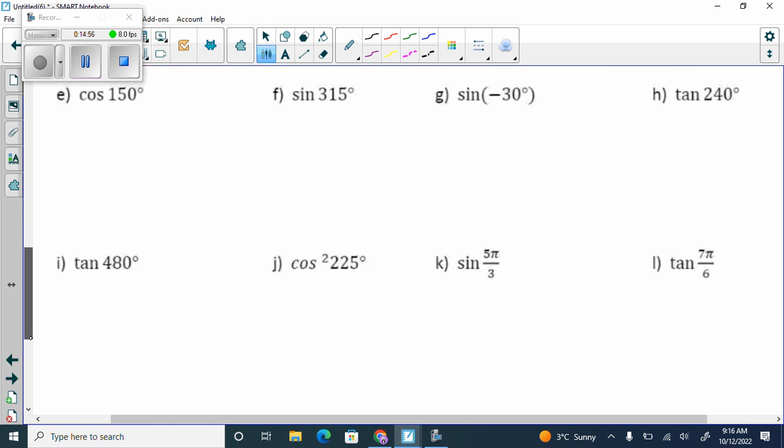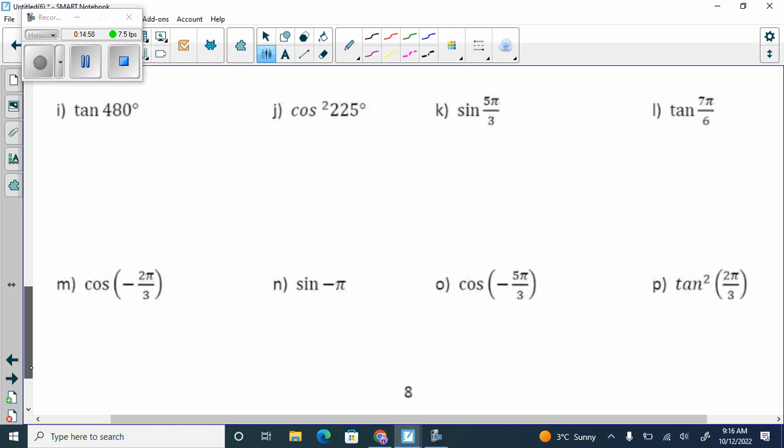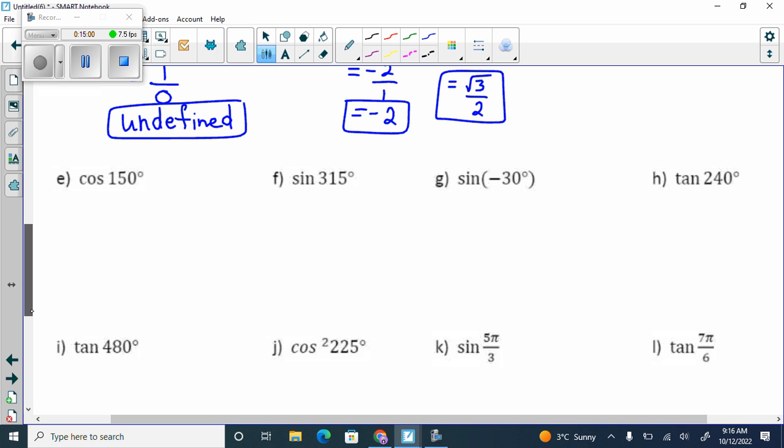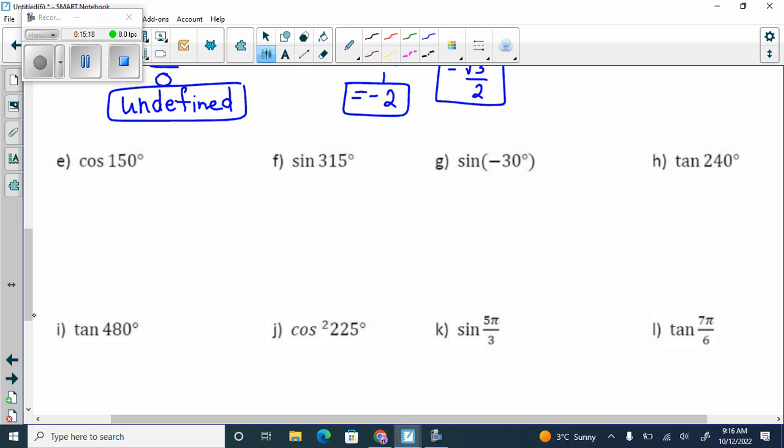Look at all these. Aren't they pretty? You're going to do them all. But one thing, cos 225 degrees with this squared in it. The reason why they write it that way is because if they said cos 225 and put the squared at the back, the 225 would be squared. I don't want the 225 squared. I want the cos 225 all squared. So they put the squared in bracket.